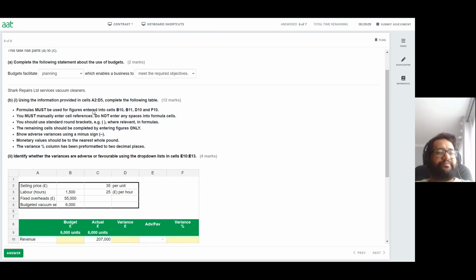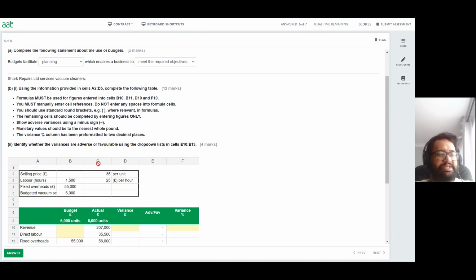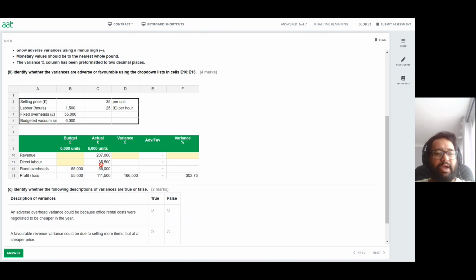Formulas must be used for the figures entered on cells B10, B11, D10, and F10. They want you to do the following information to D2, D5. Complete the following table. So we have to do all these things here. Any cell highlighted yellow will have a formula.